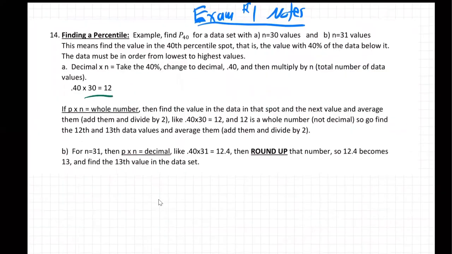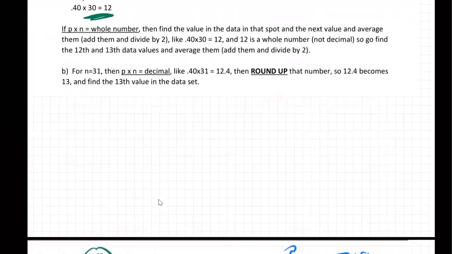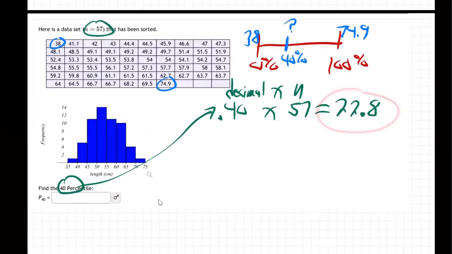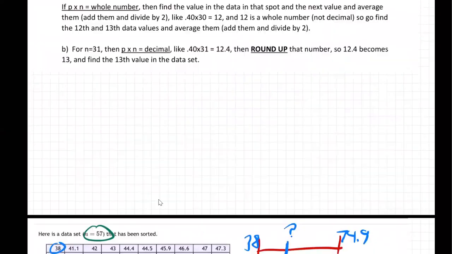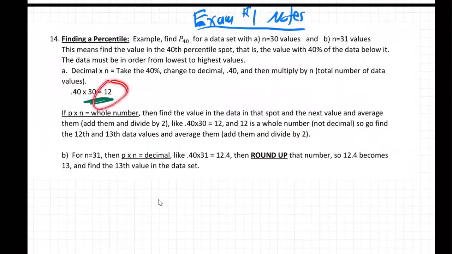Okay, so let's go back and look. In their example, they got 12. It says, if it's a whole number, like 12, then find the value and so on. But we didn't get a whole number. This is a decimal, not a whole number. So I didn't get a nice number like 12. I got a decimal. Well, that's down here.